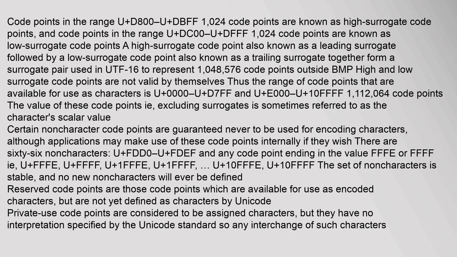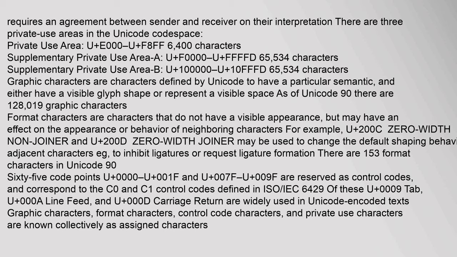There are 66 non-characters: U+FDD0 to U+FDEF, and any code point ending in the value FFFE or FFFF, i.e., U+FFFE, U+FFFF, U+1FFFE, U+1FFFF, up to U+10FFFE, U+10FFFF. The set of non-characters is stable, and no new non-characters will ever be defined. Reserved code points are those code points which are available for use as encoded characters, but are not yet defined as characters by Unicode. Private use code points are considered to be assigned characters, but they have no interpretation specified by the Unicode standard, so any interchange of such characters requires an agreement between sender and receiver on their interpretation.